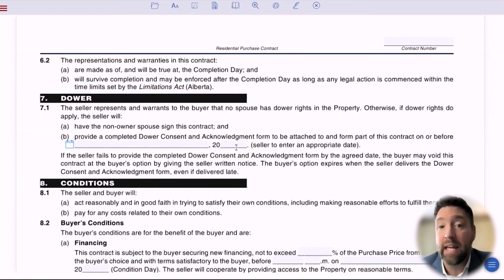Now, this is pretty key. If there's a time in here, notice that if the seller fails to provide the completed Dower consent by the agreed upon date, the buyer may void this contract at the buyer's option by giving notice in writing. Just like deposits, the option expires when the seller provides the Dower consent, even if that is past the date line. Hopefully that explains it a little bit more.